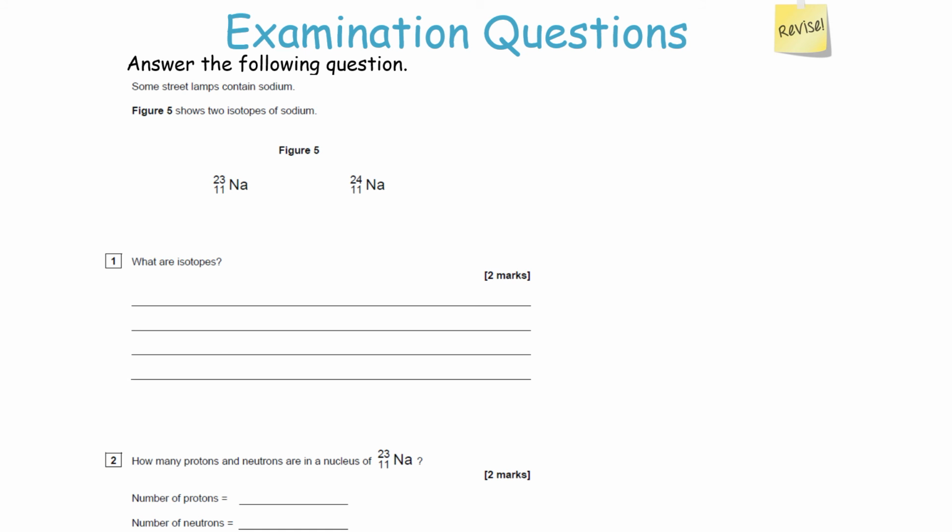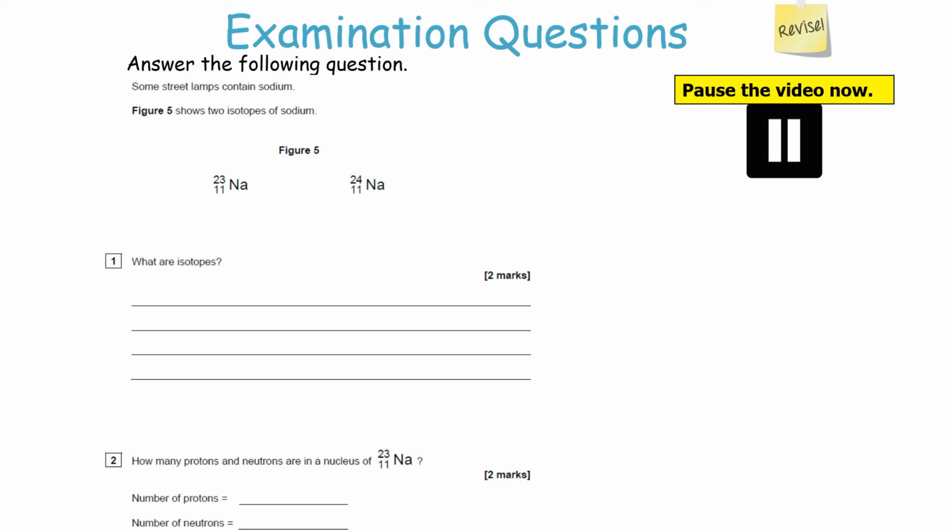Next question. Some street lamps contain sodium. Figure 5 shows two isotopes of sodium. What are isotopes? And how many protons and neutrons are in the nucleus of sodium-23? So pause the video now, then unpause the video when you want to go through your answers.